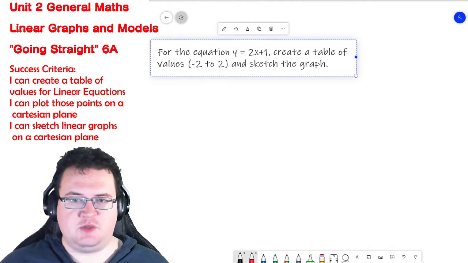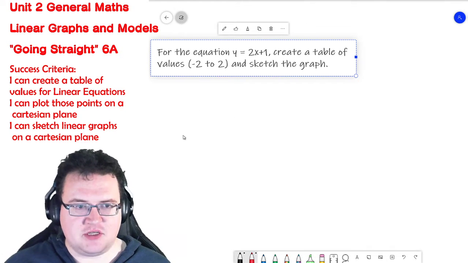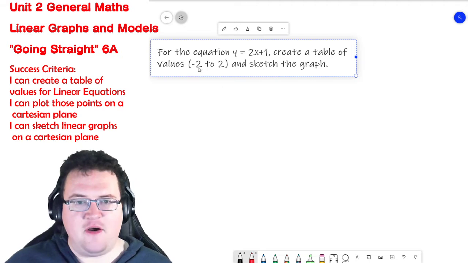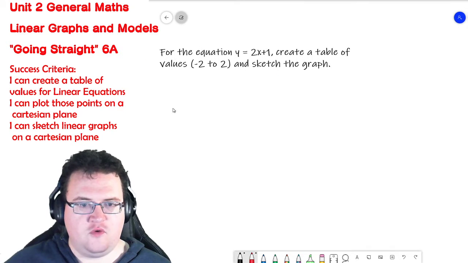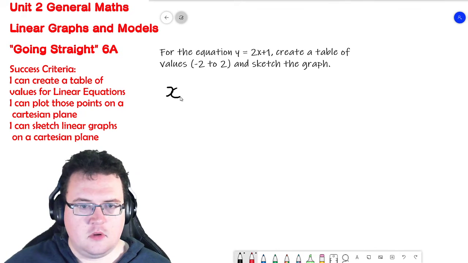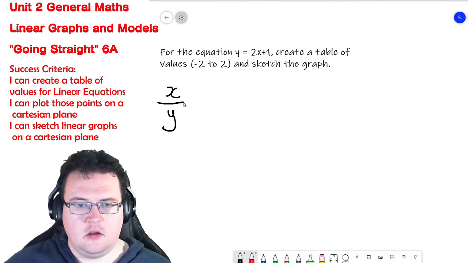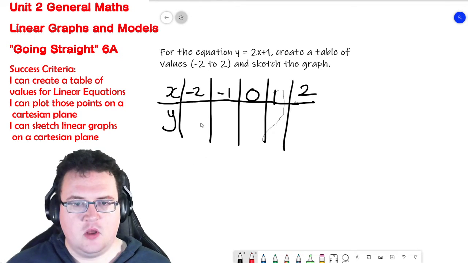For the equation y = 2x + 1, create a table of values and sketch the graph. Normally when it says table of values, it doesn't tell you what it is. However, to start with, I like to default to this. I will create a table with x and y, put a line through it, and then go -2, -1, 0, 1, and 2. Now, I have to fill in the bottom row.